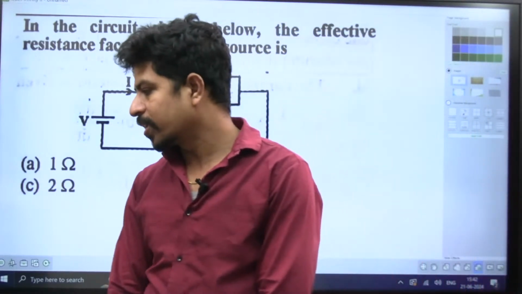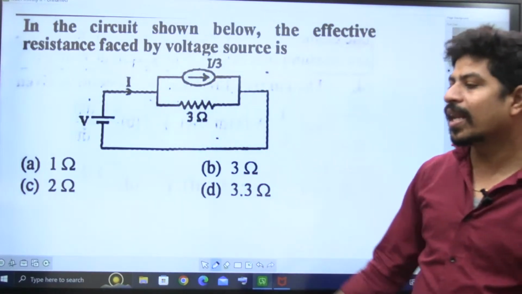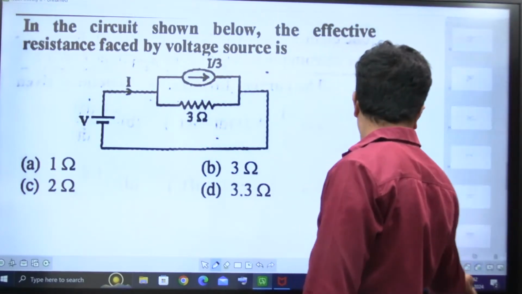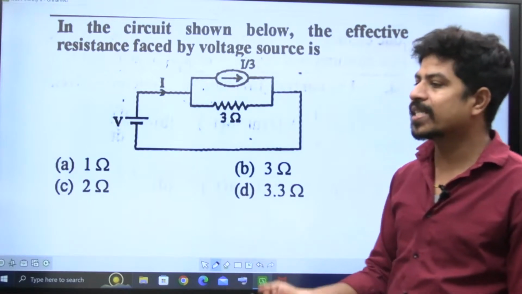Yes, Shivam Singh, it is 2 milliamperes only. It's a very good question. Try to solve it, please, all of you. Here, apply KVL, KCL, Ohm's law. You have to apply all three. I gave you the hint: KVL, KCL, Ohm's law.